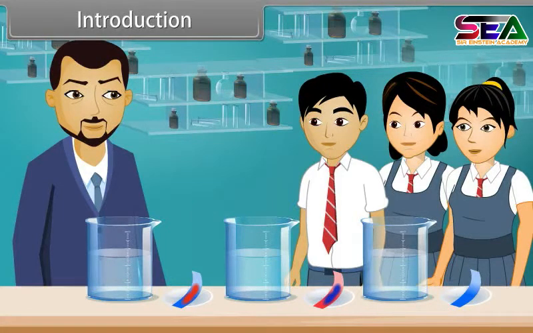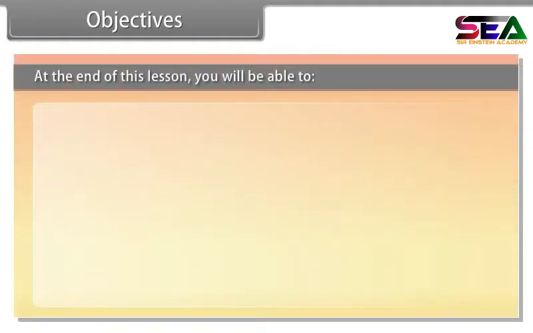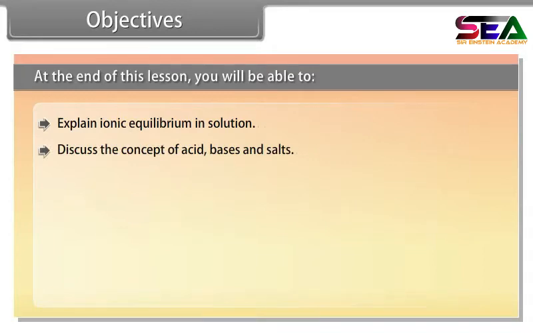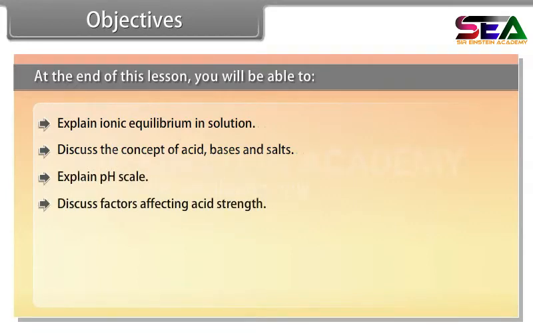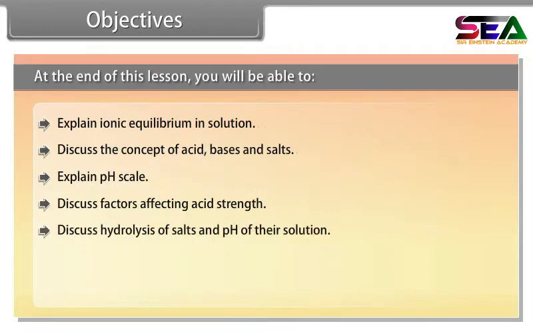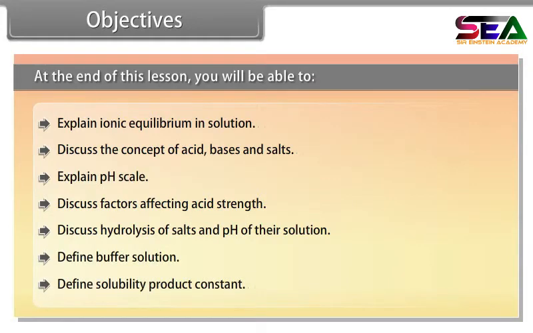In this lesson, you will study the physical and chemical equilibrium. Objectives. At the end of this lesson, you will be able to explain ionic equilibrium in solution, discuss the concept of acid, bases and salts, explain pH scale, discuss factors affecting acid strength, discuss hydrolysis of salts and pH of their solution, define buffer solution, define solubility product constant.